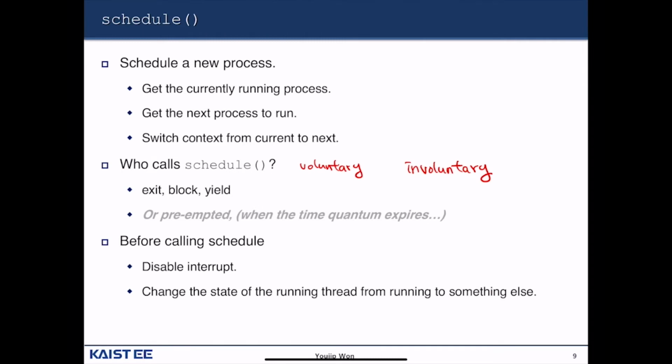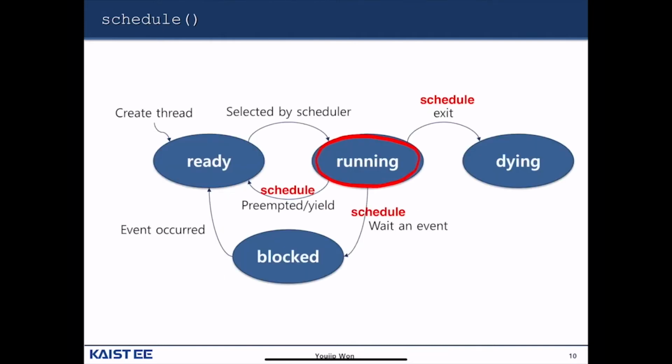Before calling schedule, we have to disable interrupts, and then we have to change the state of the running thread from running to something else. Something else means that when schedule is called in block, the status goes to blocked. There are three reasons where schedule is called: when the process exits, when the process waits for an event or is blocked, or when the process calls yield.